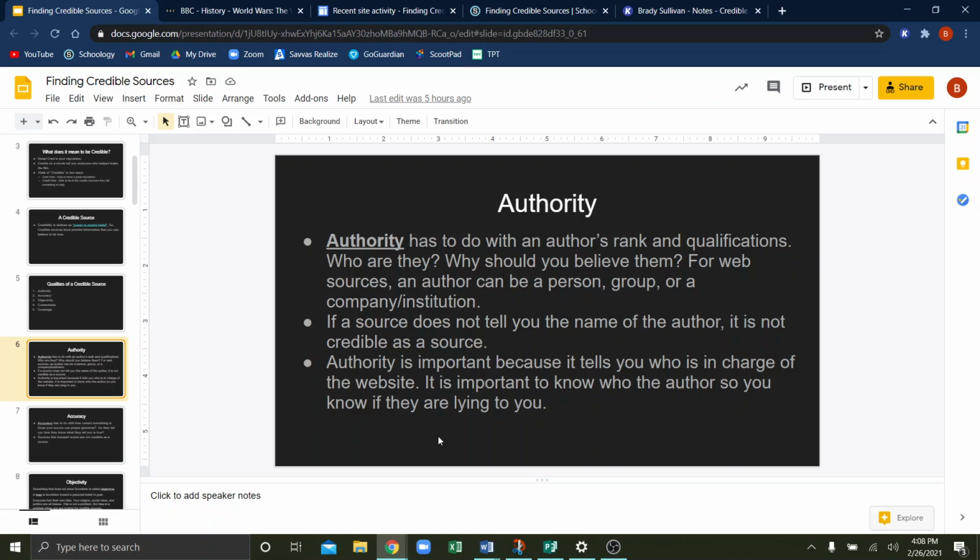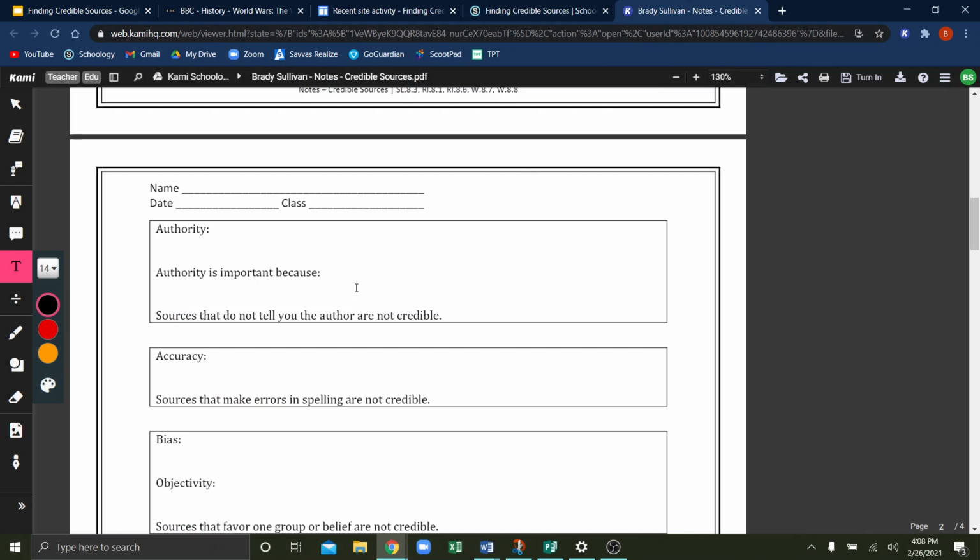Authority has to do with an author's rank and qualifications. Who are they? Why should you believe them? For web sources, an author can be a person, a group, a company, or an institution. So when you find information on the internet, you're going to find a lot of things where it doesn't tell you who wrote the article. You might have to attribute it to being the entire website.